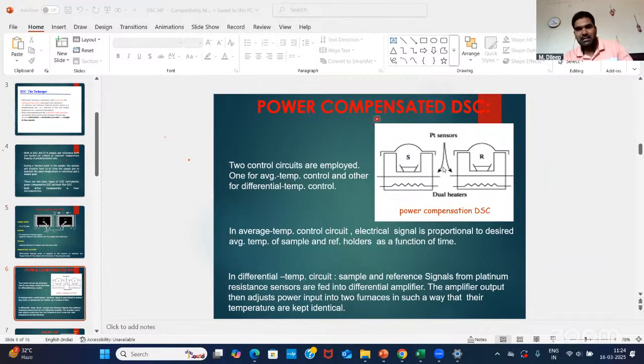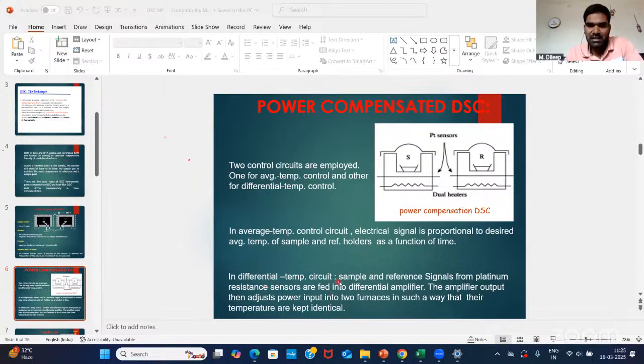Power compensated DSC. So this is the sample, this is the reference pan. These are the dual heaters. These are platinum sensors, the thermocouples. Two control circuits are employed, one for average temperature control, and the other for differential temperature control. In the average temperature control circuit, the electrical signal is proportional to the desired average temperature of the sample and reference holders as a function of time.